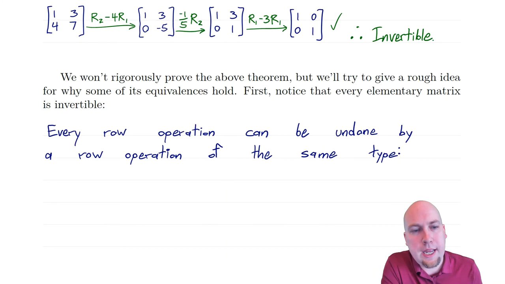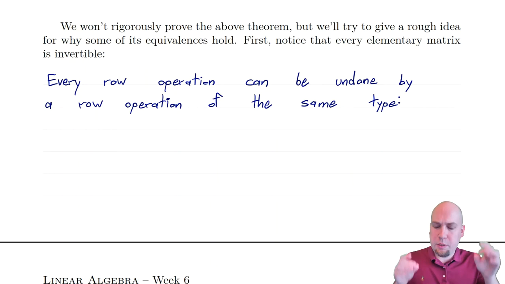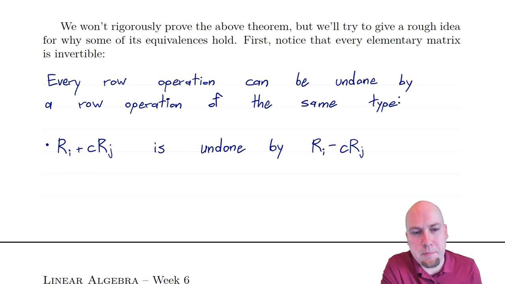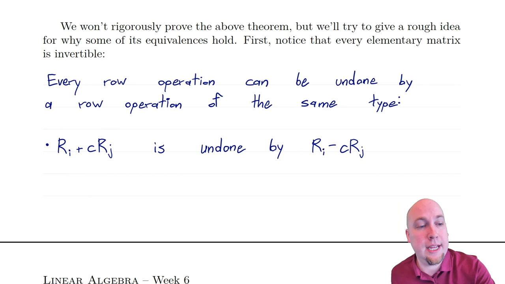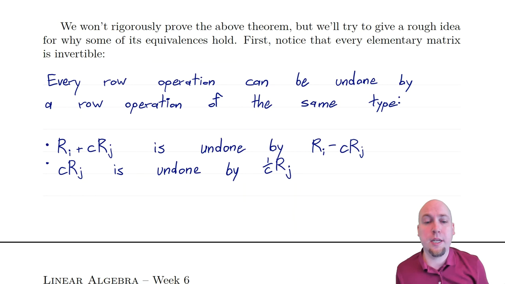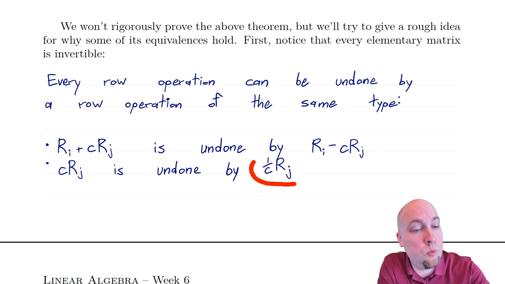And the reason for this is, well, you can undo elementary row operations. Every one of those elementary row operations, you can undo just by doing another elementary row operation of the same type. So for example, the addition row operation, row I plus C times row J, you can undo that row operation just by doing row I minus C times row J. You're just going to add C times row J and then subtract C times row J from row I. So they undo each other. They get you back where you started. Similarly, the multiplication row operation, C times row J, you can just do 1 over C times row J.